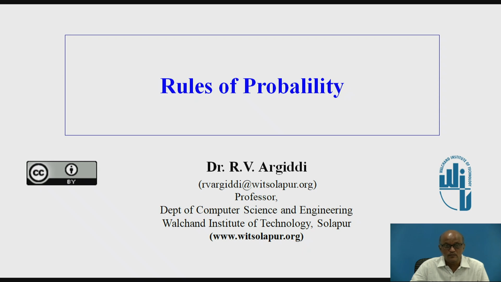In data science, we require linear algebra, statistics, and probability. Out of that, we'll focus on some of the rules of probability. What are those rules? We'll try to focus on those particular rules.